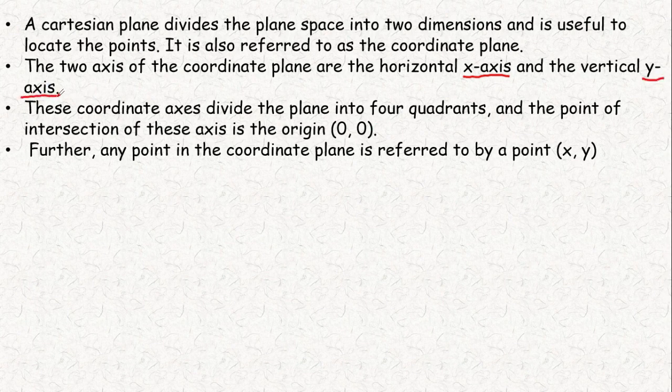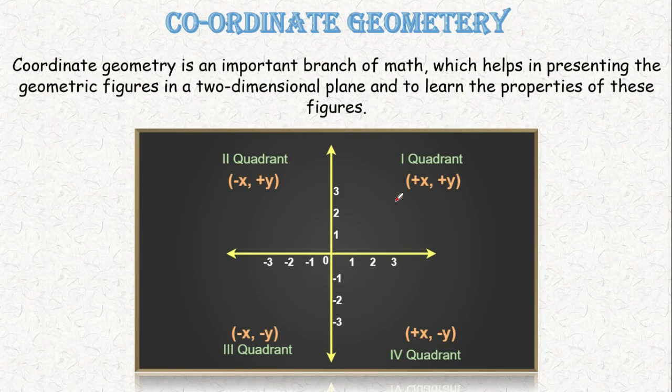These coordinate axes divide the plane into four quadrants. It means these axes divide the plane into four quadrants or four parts, and the point of intersection of these axes is known as the origin. Here let me show. These are the two axes of this coordinate plane. This is the x-axis, the horizontal one, and the vertical one is the y-axis.